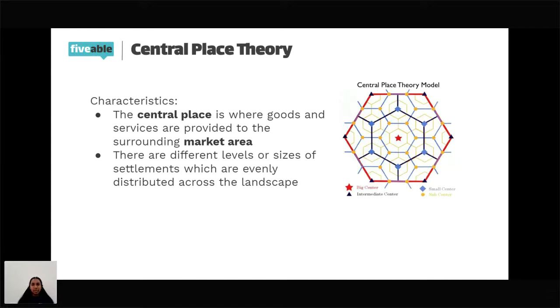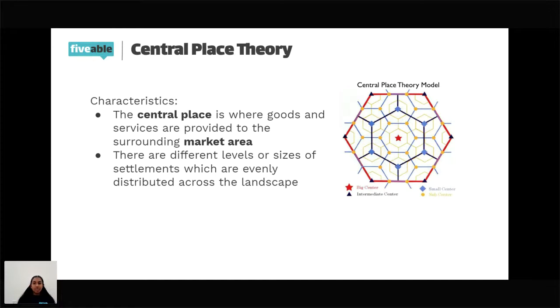And as you can see, these little orange sub-centers on this picture, the goods and services provided within those orange hexagons or these small market areas are usually lower order goods, like necessities: toilet paper, bread, medicines, water, stuff like that. And then this continues and scales up until you get to this big red hexagon.